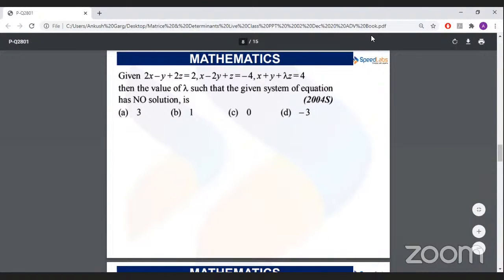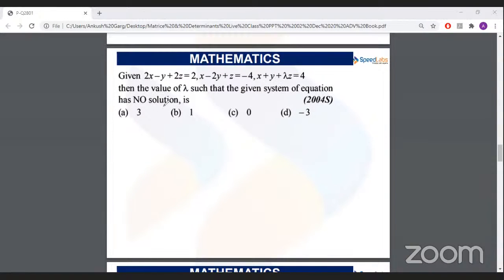All right. Let's solve this one. Given 2x minus y plus 2z equals 2, x minus 2y plus z equals minus 4, x plus y plus lambda z equals 4. Then find the value of lambda such that the given equation has no solution. Okay. So you have to find the value of lambda such that this system has no solution.